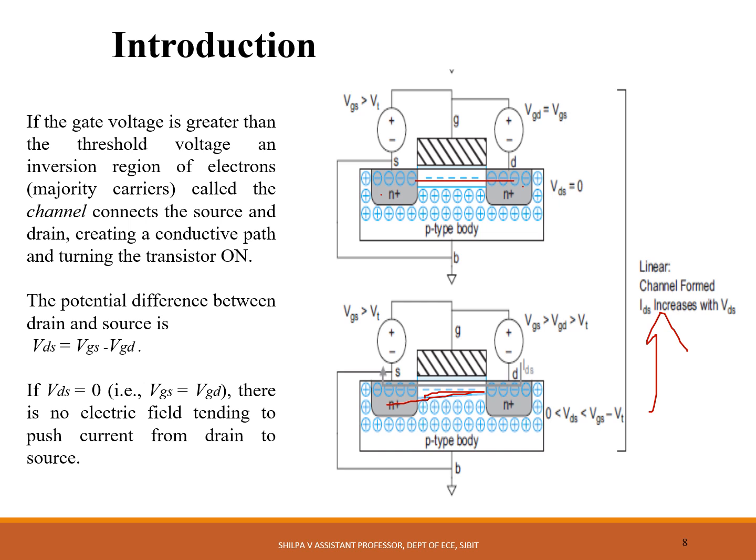Above this drain voltage, the current IDS is controlled by the gate voltage and ceases to be influenced by the drain. This mode is called the saturation region.